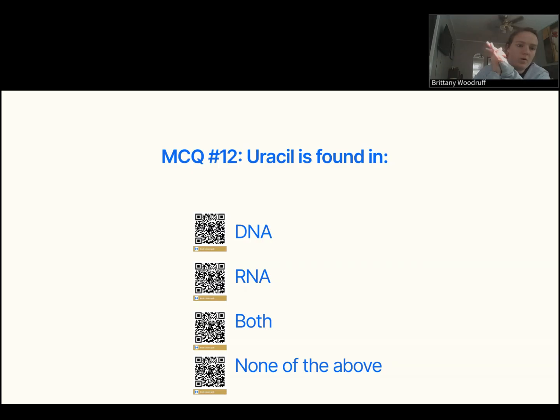All right, so uracil is found in RNA. Great job, guys. So uracil is going to be found in RNA. Okay.